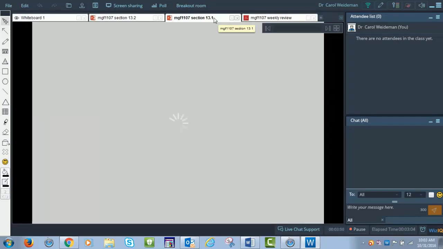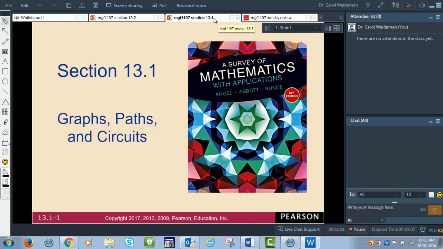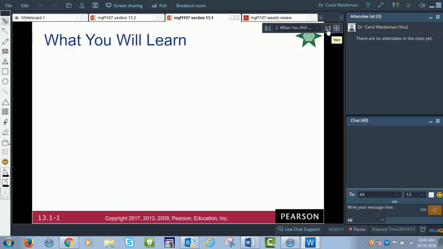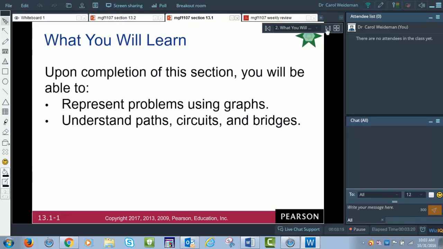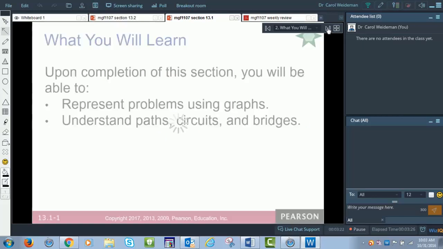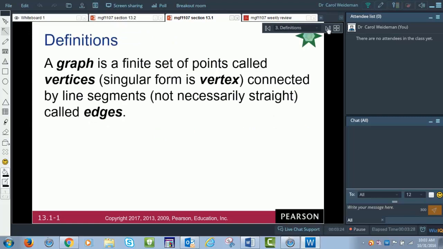We're starting a new unit, which is on graph theory. Today we're going to learn about graphs, paths, and circuits, and then in particular we'll talk about Euler circuits. So let's take a look at section 13.1. What we're going to learn about here is representing problems with graphs, understanding paths, circuits, and bridges. These terms are very important, so you're going to want to understand the difference among those different terms.